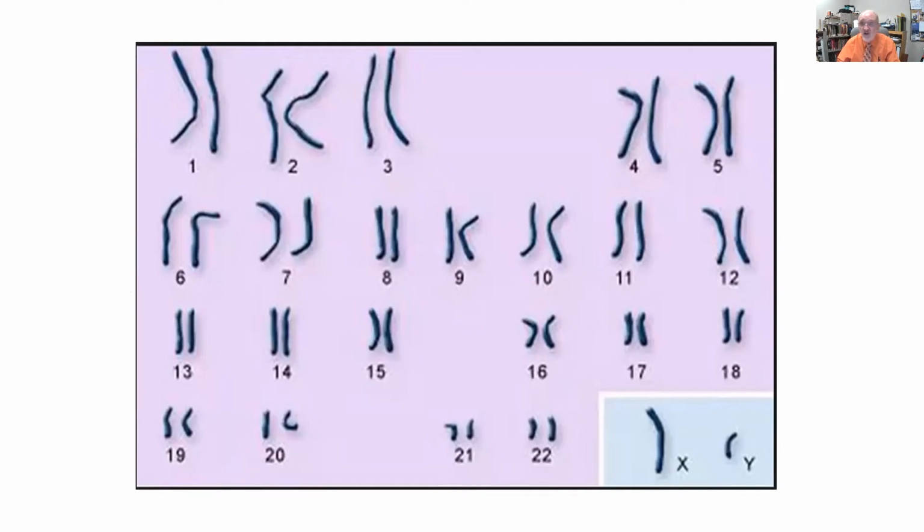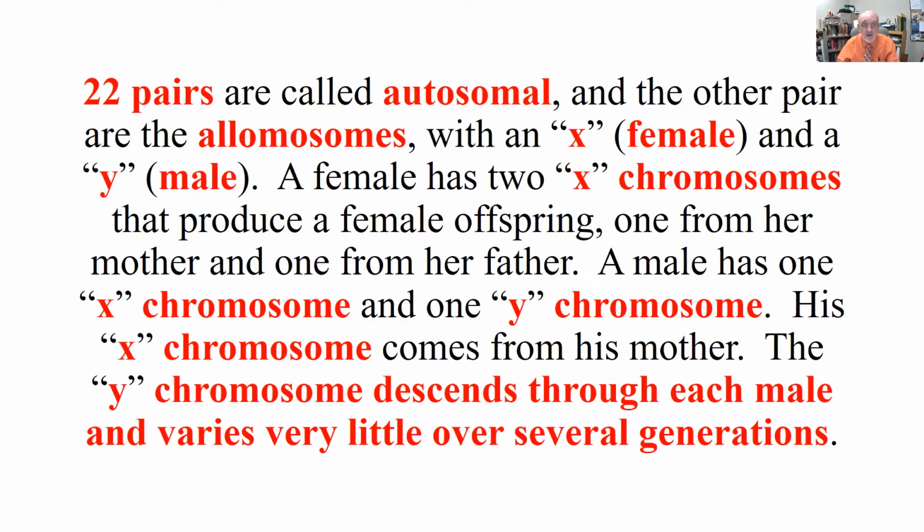Number 4 looks almost like they're parallel, but 13, 14, and 15 don't really touch each other. The X and the Y on the side are the X for female and Y for male. 22 pairs are called autosomal, and the 23rd pair are the allosomes, which are the X female and the Y male.